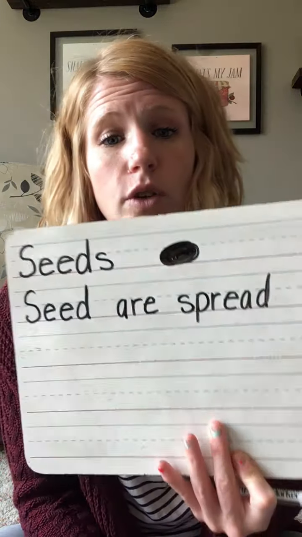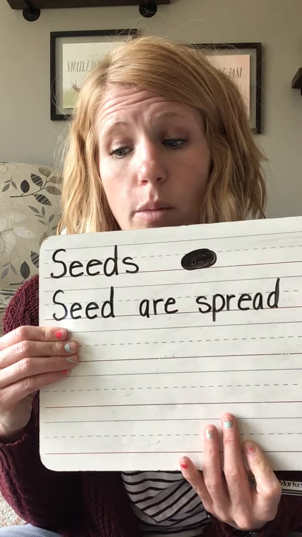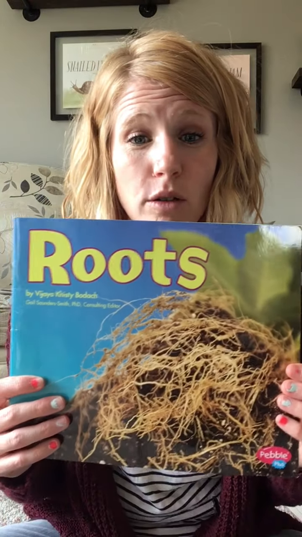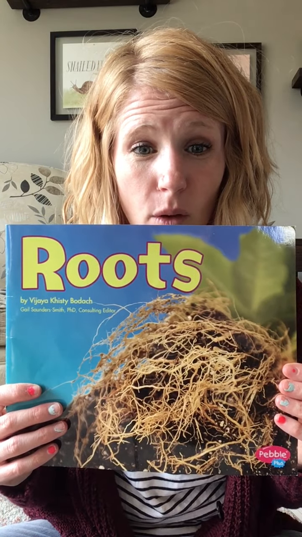So think of one thing. So press pause and start your first sentence. And then we're going to read about roots next. Okay, so press pause. Write your first fact. All right, you should have one fact written down about seeds. And now we're going to move on to the book Roots. You're going to write one fact about roots.